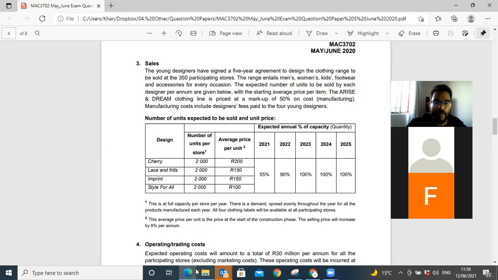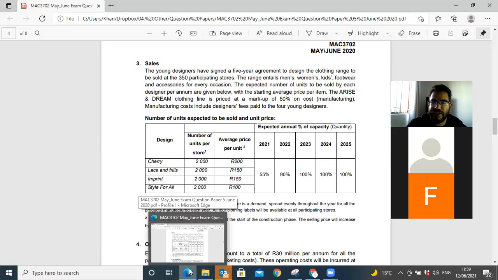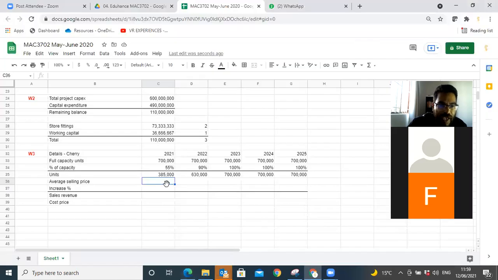Okay, so remember what was the start of the construction phase? 2020. So what's important to take note, the average selling price they're telling us is 200 Rand. Now that is at the start of the construction phase, which happened in 2020. So therefore, the 6% increase will happen from 2021. So that's very important to take note.